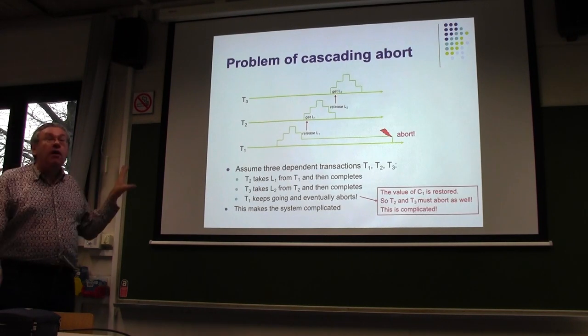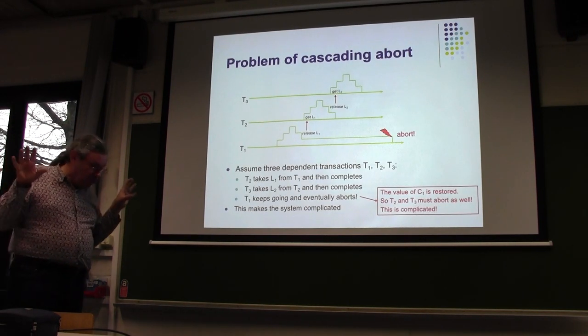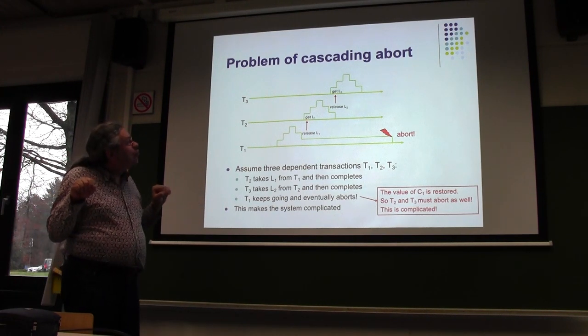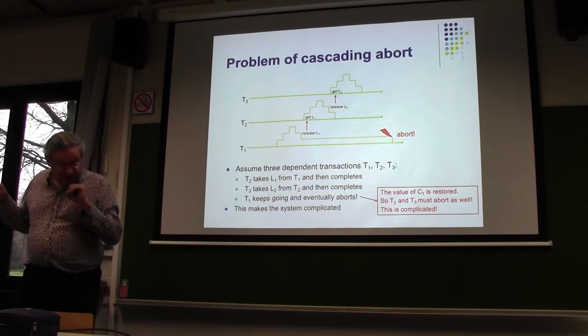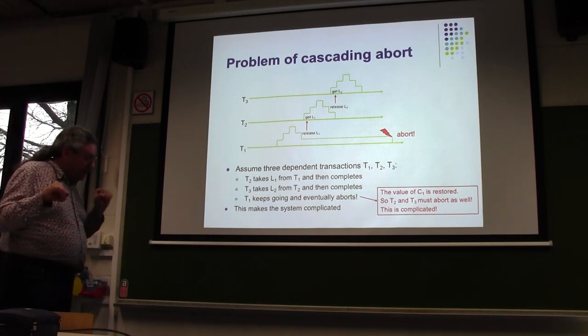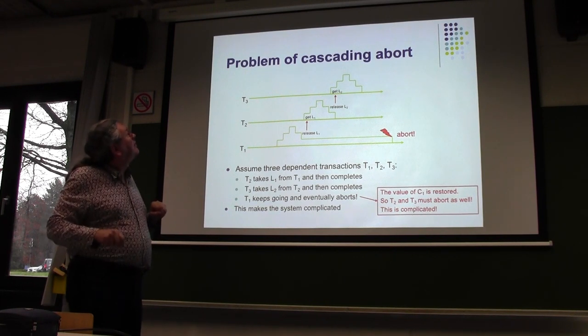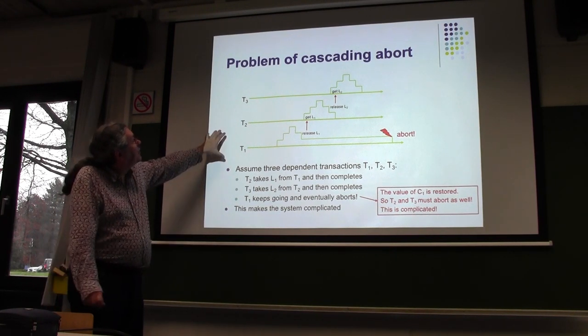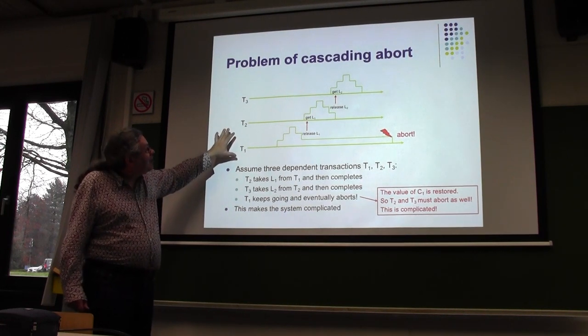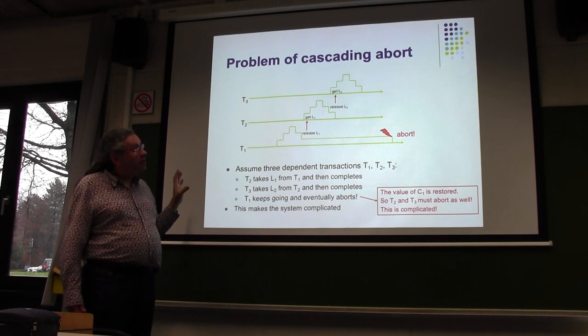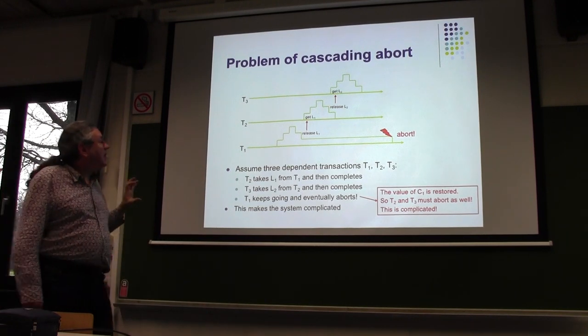So two-phase locking is enough. With two-phase locking, you will get serializable transactions. But real systems usually will not do exactly two-phase locking. They will do a little variation of it, and it's because of this issue. There's an issue that occurs, but it's not wrong, it's just an efficiency and complexity issue.